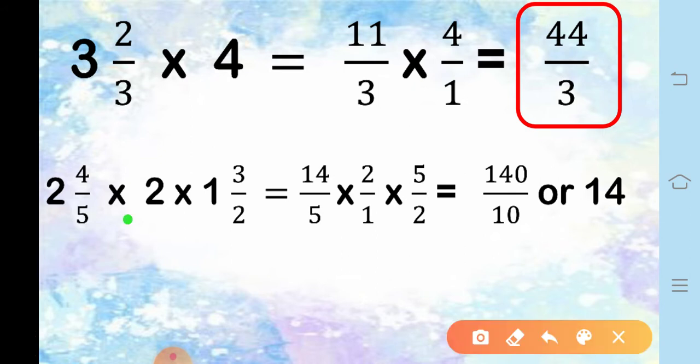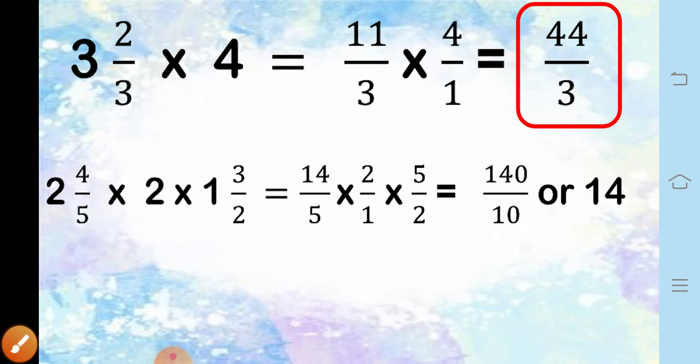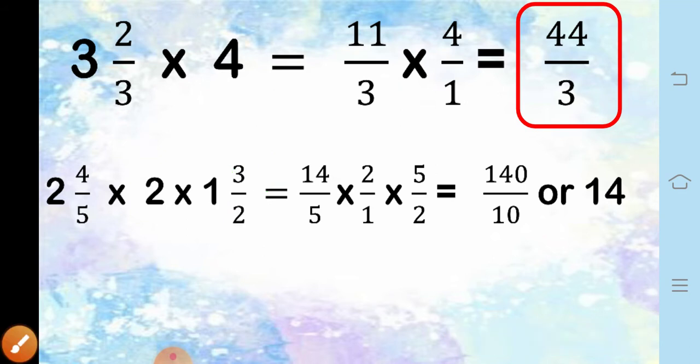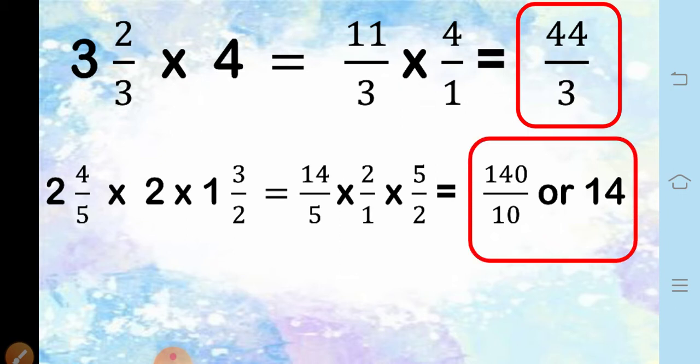And the whole number is 2. So that's why we get 2 over 1, kasi nga it has a denominator, which is 1. And then 5 over 2, kasi 1 times 2 is 2, and then plus 3. So we get 5 over 2, kasi nga copy the denominator. So we multiply all of this. So 14 times 2 times 5 is equal to 140 all over 10, kasi nga 5 times 1 is 5 times 2 is equal to 10. So 140 divided by 10 is 14. That's why we get the final answer of 14.